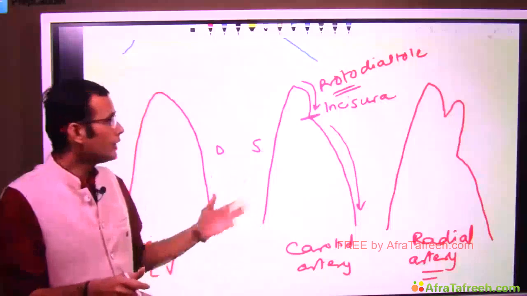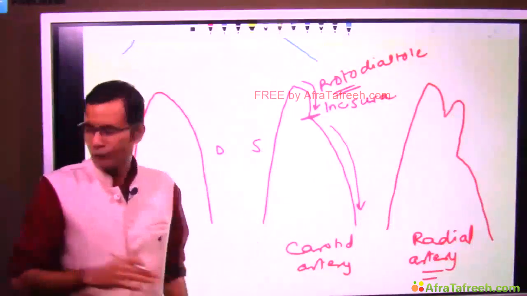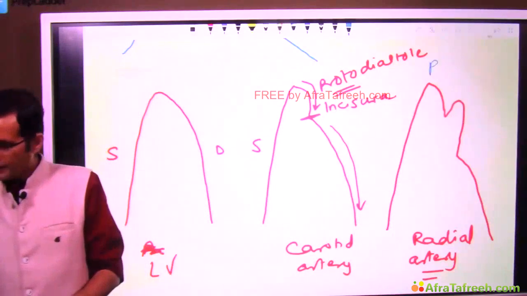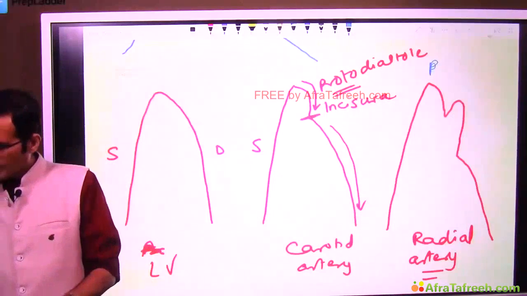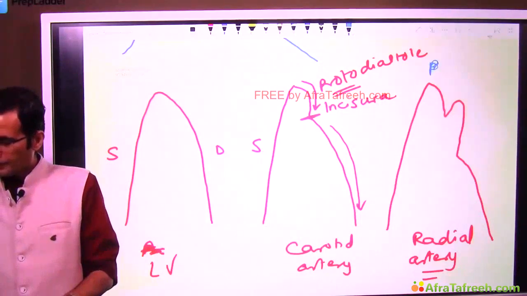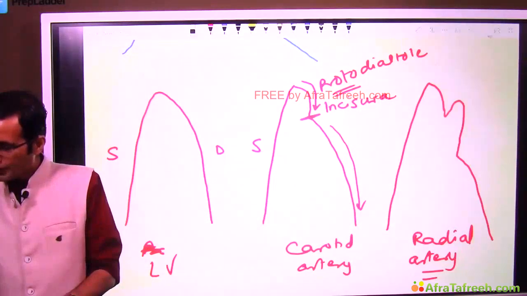And now let's look at the radial artery pulsation. It shows the following waveforms. The first peak is called the percussion wave, P, the percussion wave. Then the next peak is called T, the tidal wave.